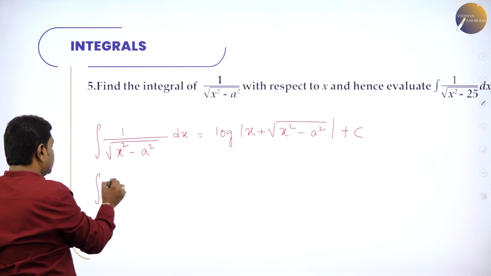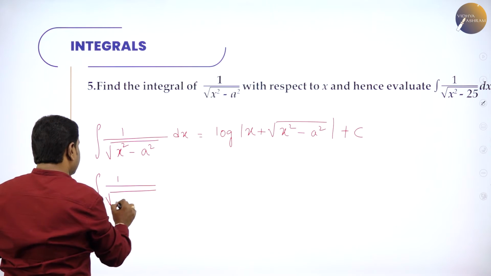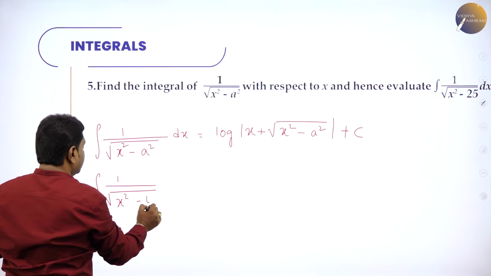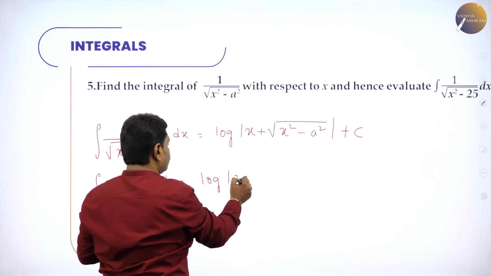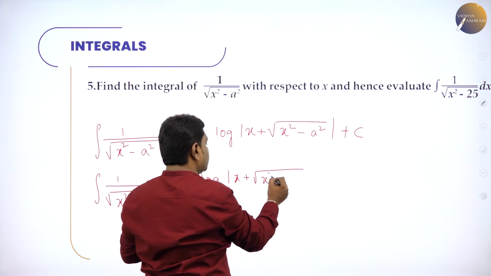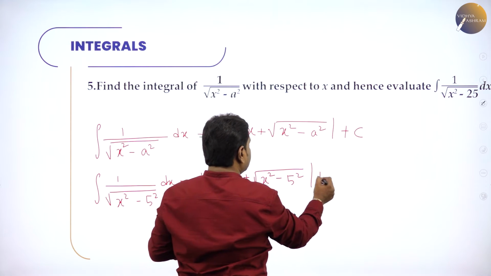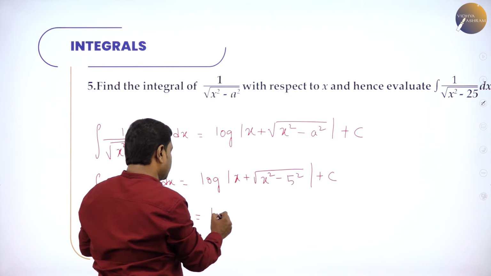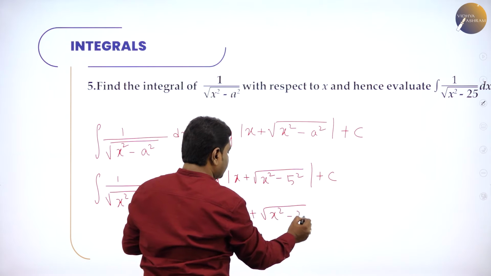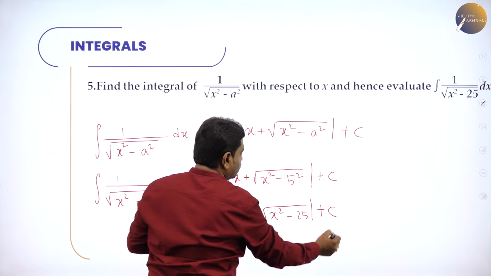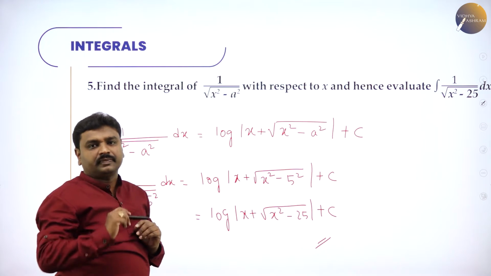What is the problem they give? Integration of 1 divided by root of x square minus 25. Can I write 25 as 5 square? So it will become log of mod of x plus root of x square minus 5 square, plus c. On further simplification it will become log of mod of x plus root of x square minus 25, plus c. That's it. This is the answer.